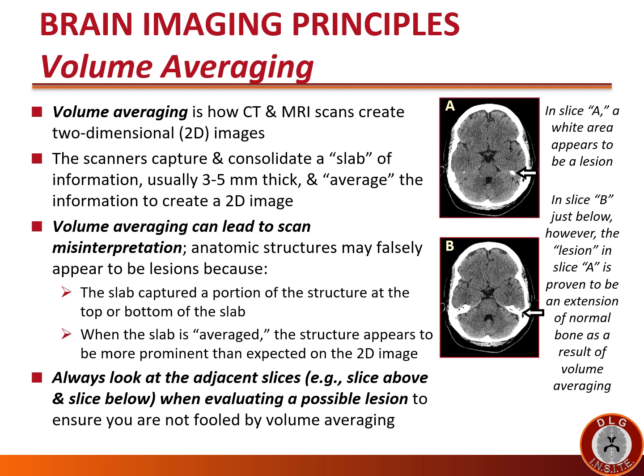Always look at the adjacent slices, for example, slice above and slice below, when evaluating a possible lesion to ensure you are not fooled by volume averaging. Let's look at these pictures to the right. In picture A, slice A, the white area appears to be a lesion. But if one looks just below that, in slice B, just below where slice A was obtained, the lesion in slice A is actually proven to be an extension of normal bone as a result of volume averaging.